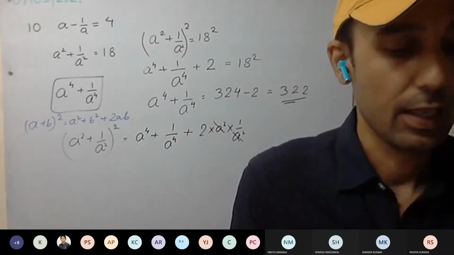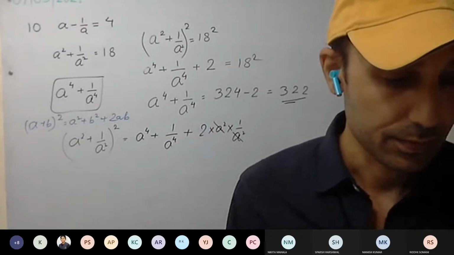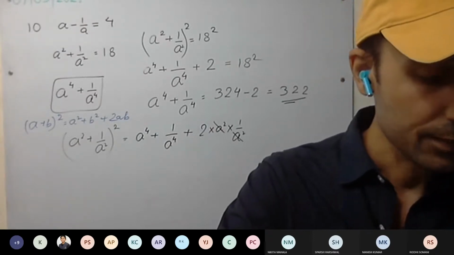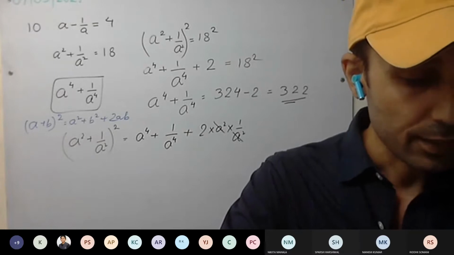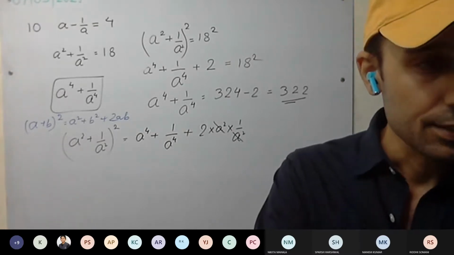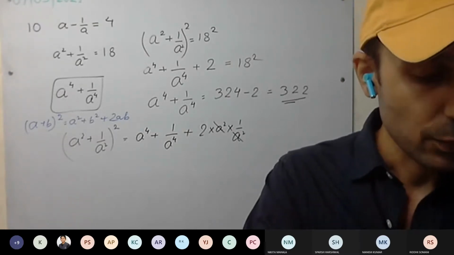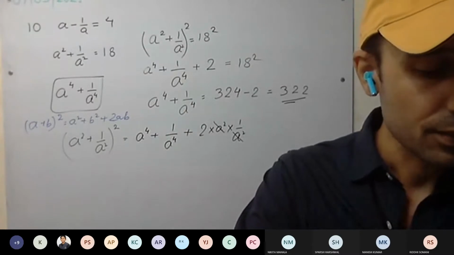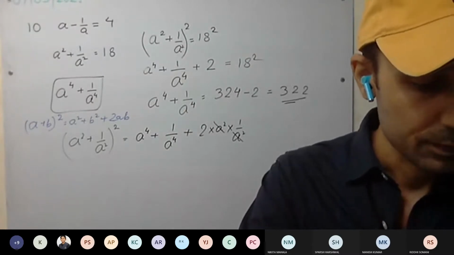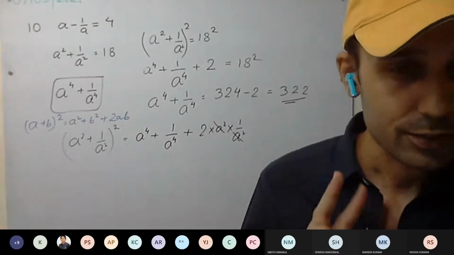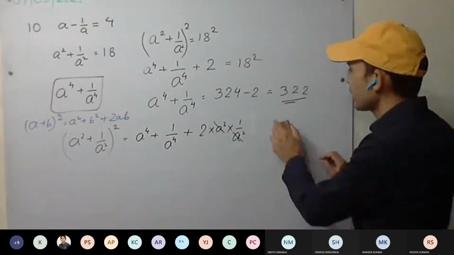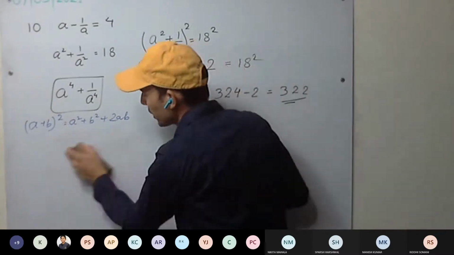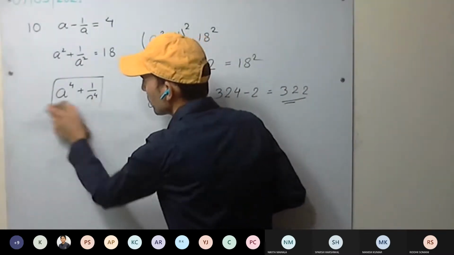Okay, 11th do it now. Everyone do it now. 11th one, calculate the value of x square plus 1 upon x square. Then calculate the value of x cube plus 1 upon x cube. And then calculate the value of x to the power 4 plus 1 upon x to the power 4. Do it fast, you have 2 minutes for that. It's very easy as well, since it is same as 10th one. So solve it, everyone do it now.